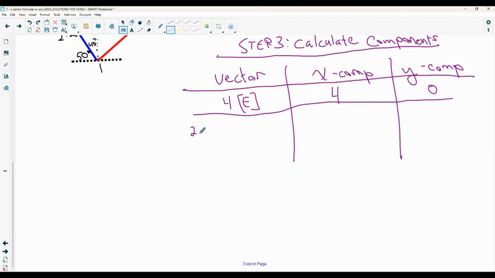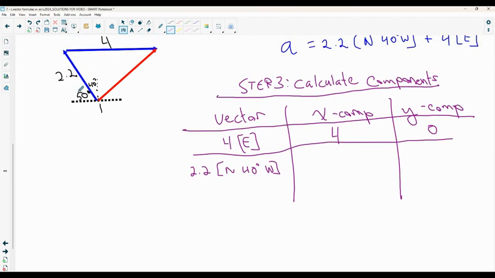Let's do my second vector. That one's going to be 2.2 north, 40 degrees to the west. Now, if I look at my picture, I actually want to use this angle here that is next to the x-axis, right? Because I could use the 40, that's fine, but I want to use the one next to the x-axis because I'm more familiar with that. That means for the x component, I'm going to use cos every time. So I'll go 2.2 cos 50 degrees. That's going to give me my x component, but I want to recognize it's going west, so that's got to be negative.